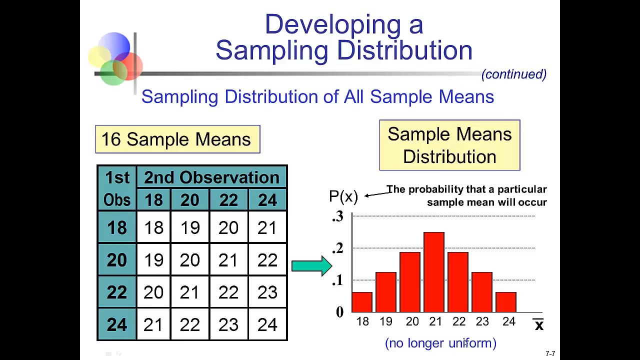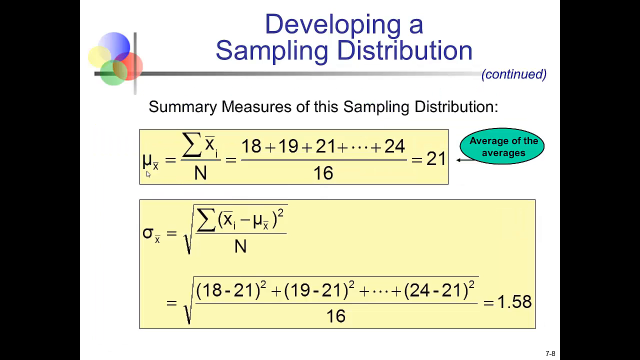Notice that that's no longer a uniform distribution. In fact, it starts to look a bit bell-shaped. We could calculate the average for all of those means. Notice the new notation. The mean of the sample means is 21. The standard deviation of all of those sample means is 1.58.